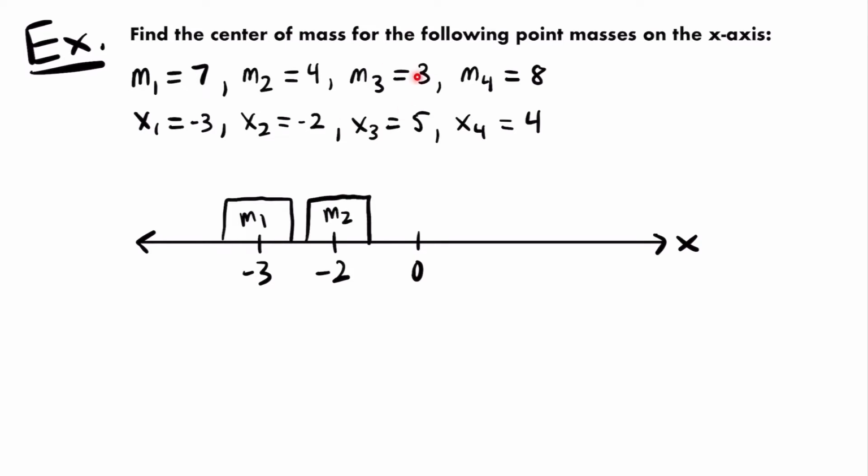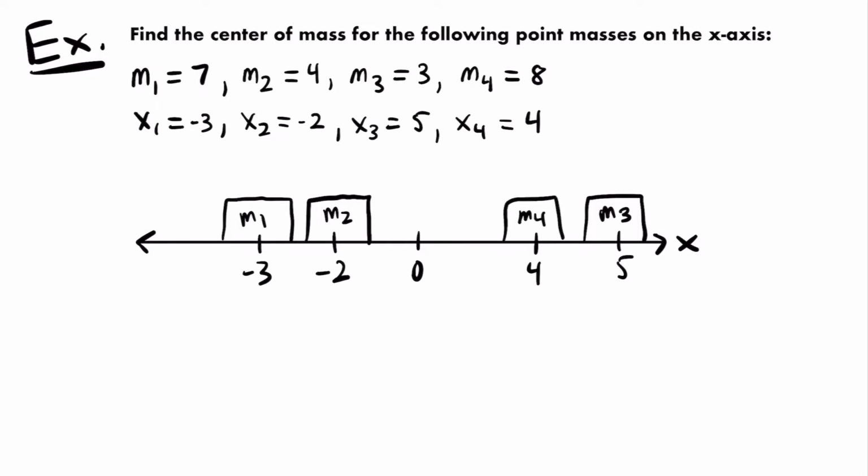For our third mass, m sub 3, that is equal to 3, and it is located at the x value of 5, so x sub 3 is equal to 5. If this is x equals 5, then m sub 3 will be located right here. Then our last mass, m sub 4, is equal to 8, and it's located at x equals 4, because x sub 4 equals 4. If this is x equals 4, then m sub 4 will be right here.